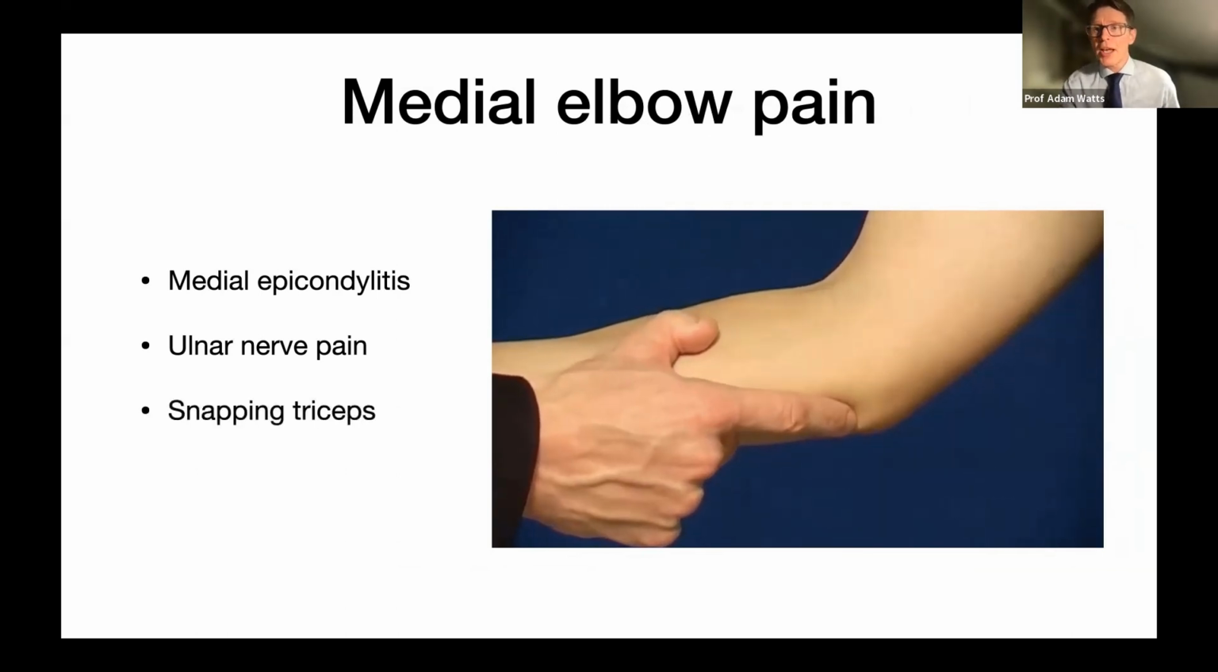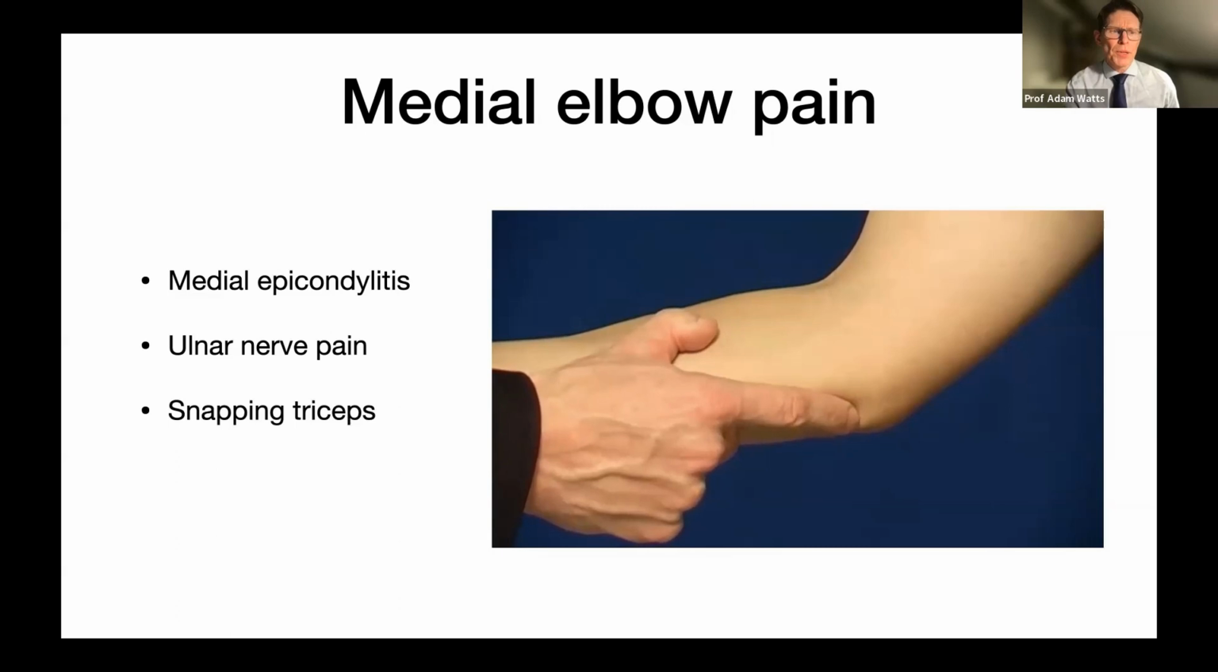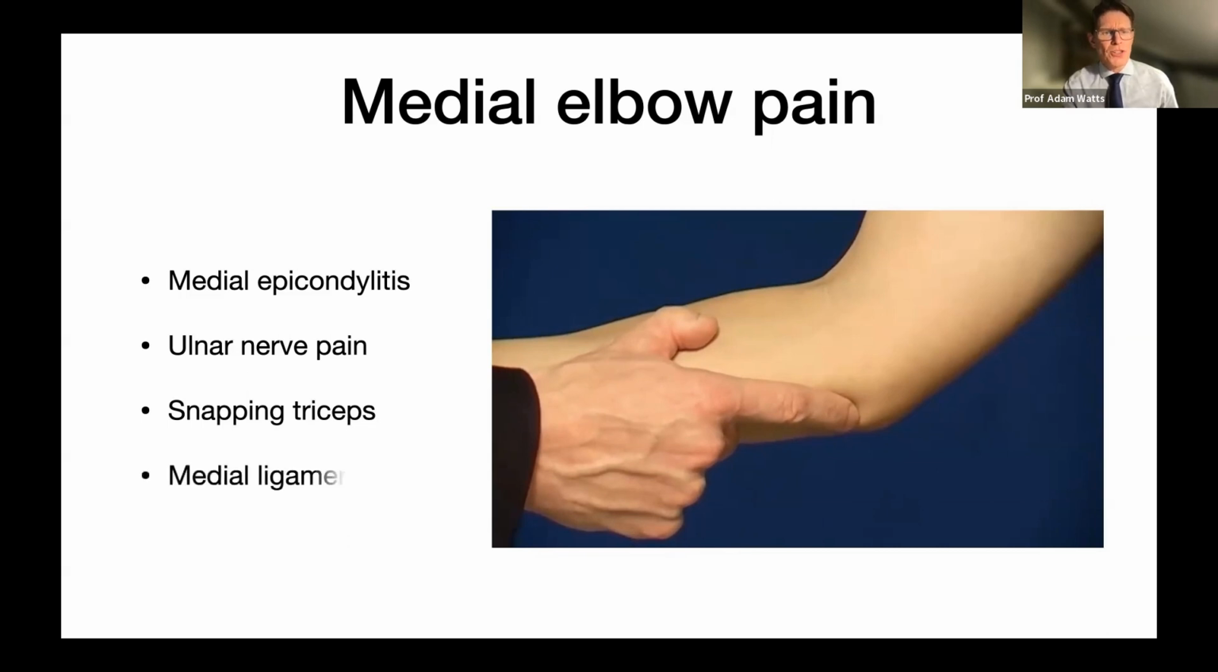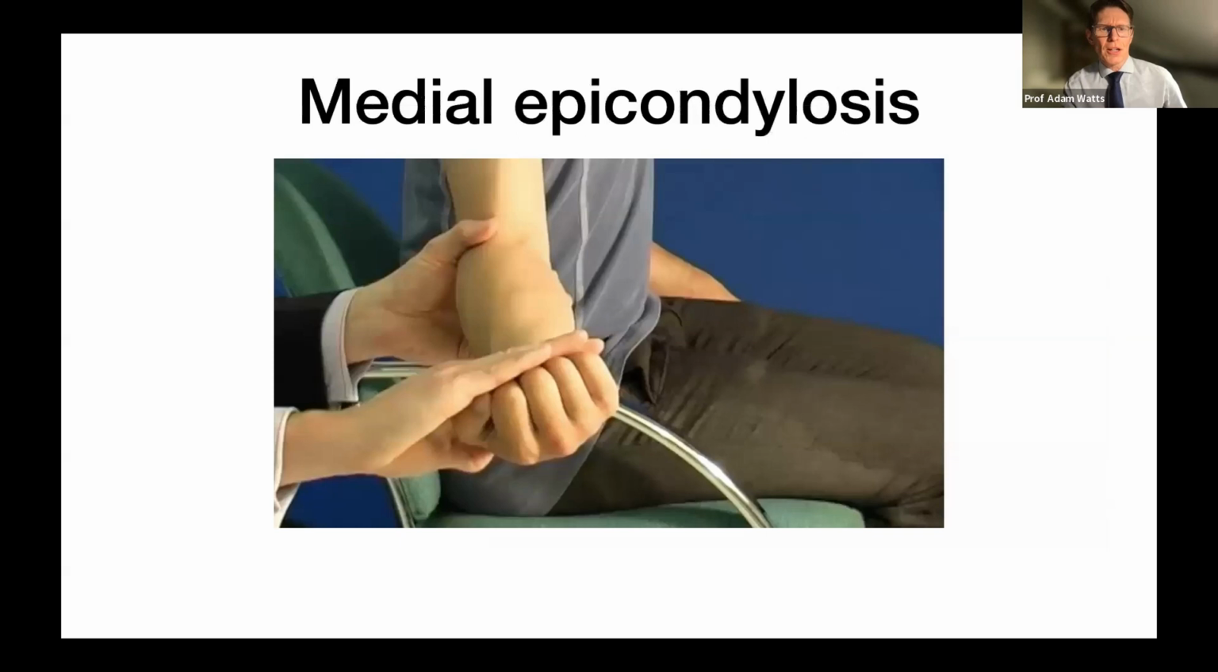A snapping triceps, which is often missed. People will think that it's the ulnar nerve that's snapping, but the ulnar nerve isn't under tension and therefore can't snap. And then medial ligament injuries, and we should look specifically for bruising adjacent to the medial epicondyle to make that diagnosis.